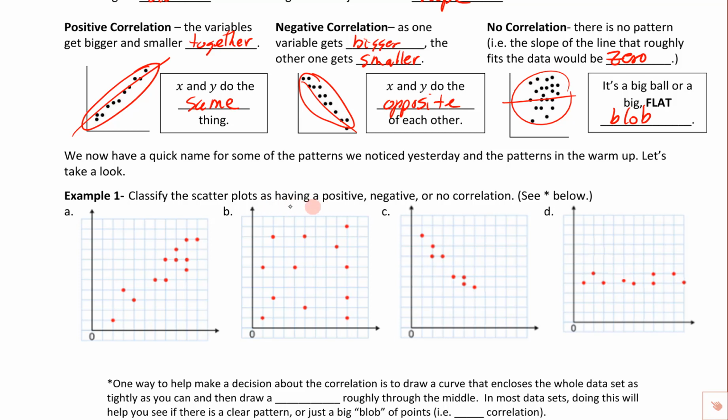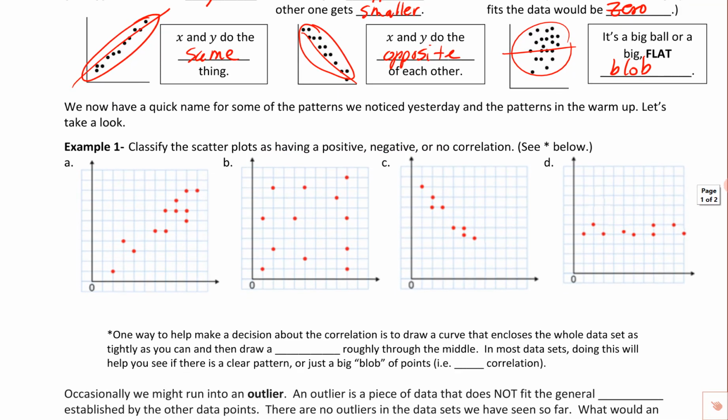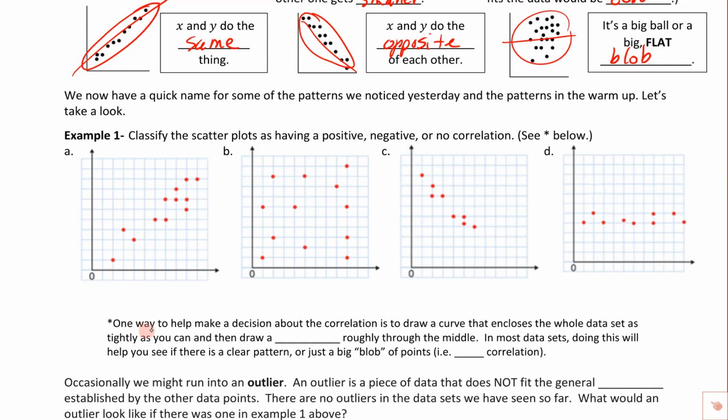So classify the scatter plots as having positive, negative, or no correlation. Now I do want to point this out. I mentioned this just a second ago. One way we can help make a decision about the correlation is to draw a curve that encloses the whole data set as tightly as you can, and then draw a line roughly through the middle of that blob. Okay, in most data sets, doing this will help you see if there's a clear pattern or just one of those big blobs. In other words, no correlation.